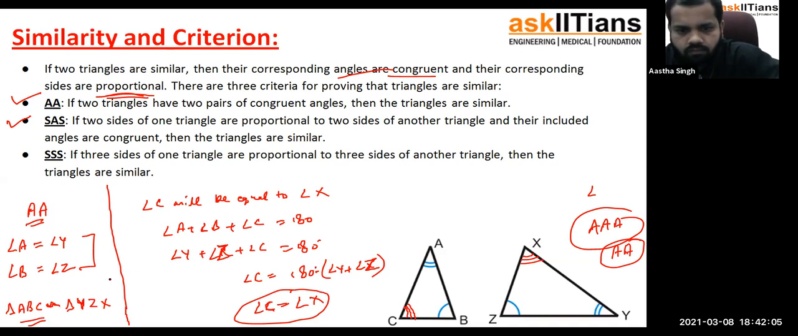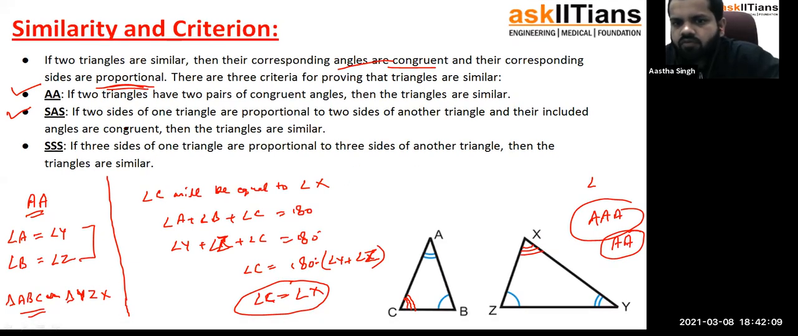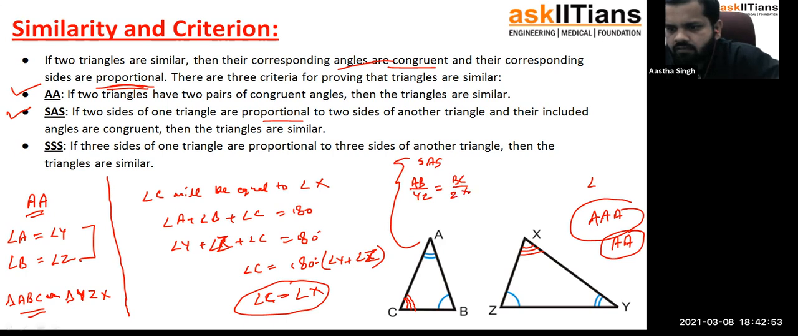SAS. Next is SAS. SAS says if two sides of one triangle are proportional to two sides of another triangle and the included angles are congruent. Basically, it is saying that if the ratio of the corresponding sides are equal, AB upon YZ is equal to BC upon ZX, and the angle. Let's just finish one.